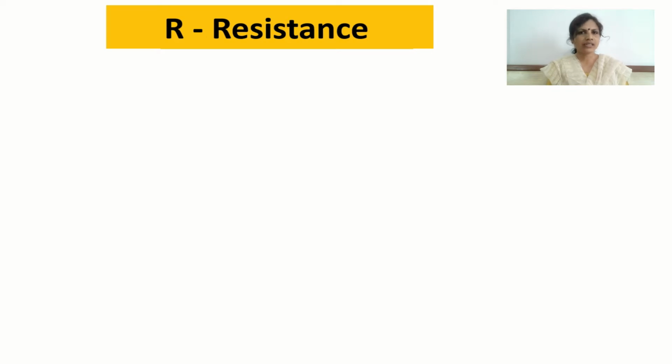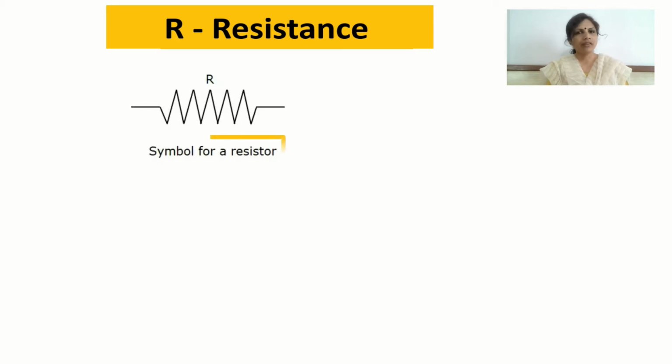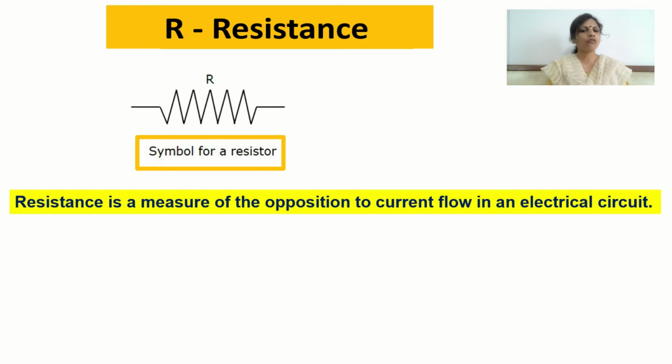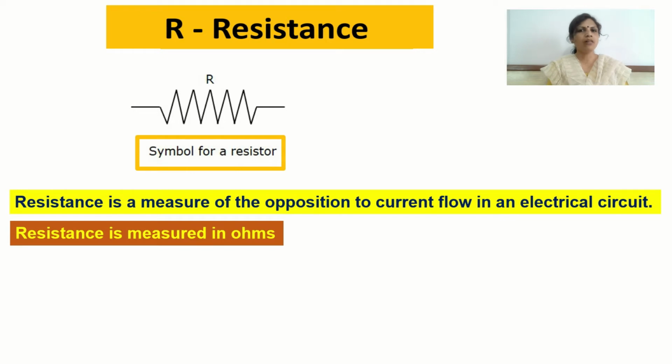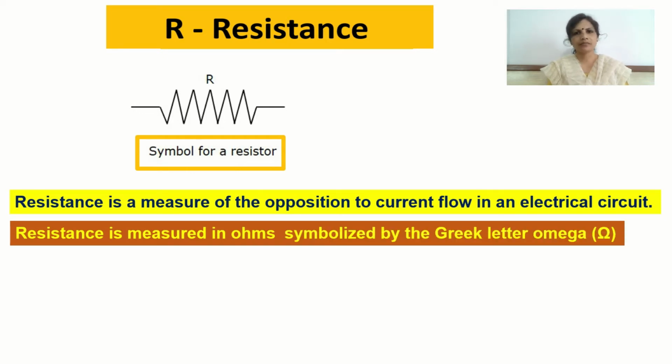When we have to show a resistor in an electrical circuit, we use this symbol, and it's very important to note that the device which is used in an electrical circuit is the resistor, and its property to oppose the flow of electric current is called resistance. So we can say that resistance is a measure of opposition of current flowing in an electrical circuit. This resistance is measured in ohms, and the symbol of ohm is omega.